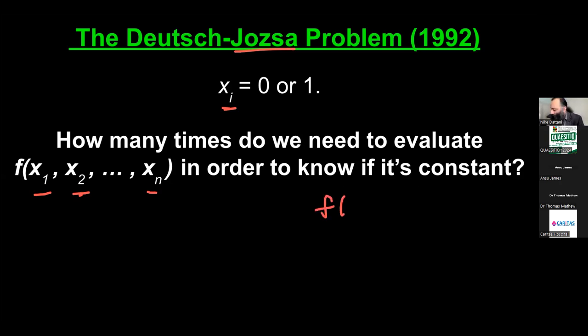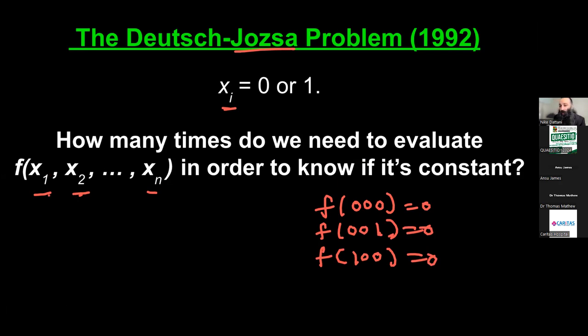What I mean by constant is, for example, if there's three variables, this gives me 0, this gives me 0, this gives me 0. Any input, these input variables, if they're zeros or ones, it doesn't matter. Whatever my variables are, I will always get the same output. How many times do I have to evaluate this multivariable function in order to know if it's a constant function? This is, again, something you can answer in the chat.